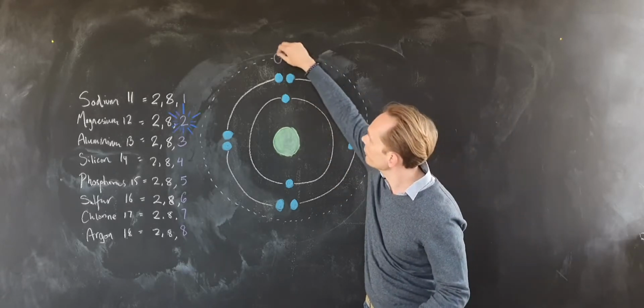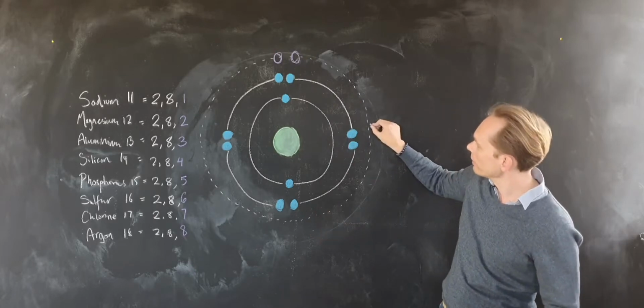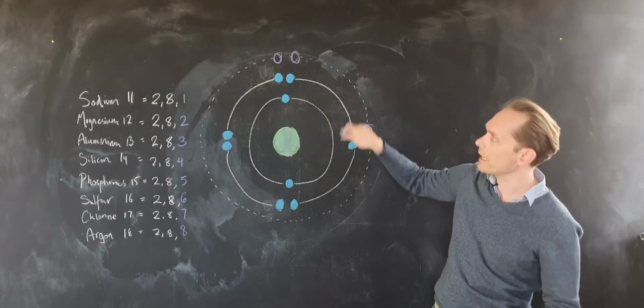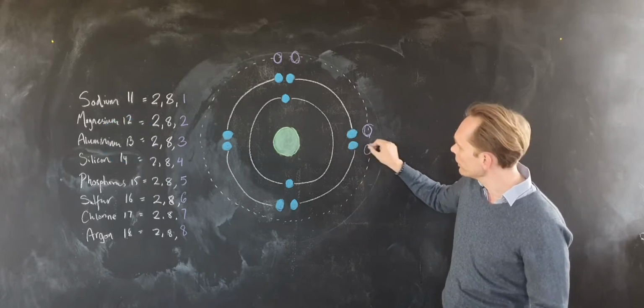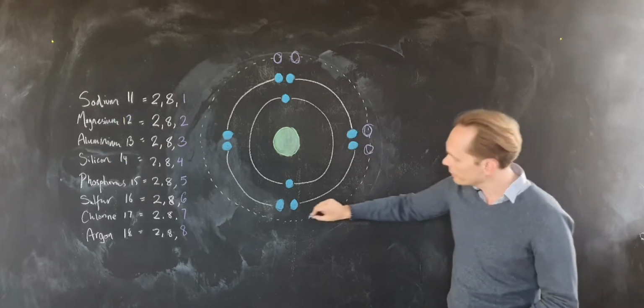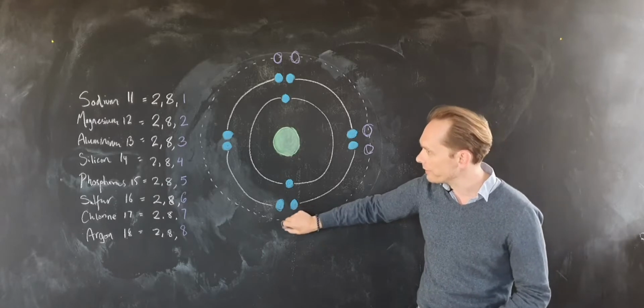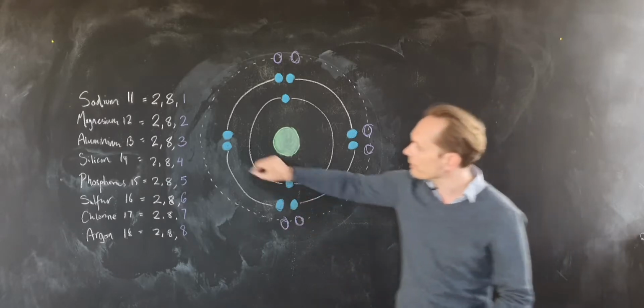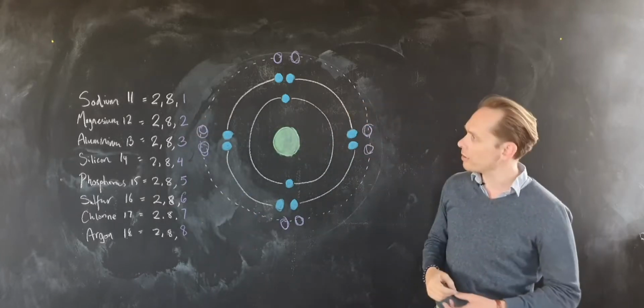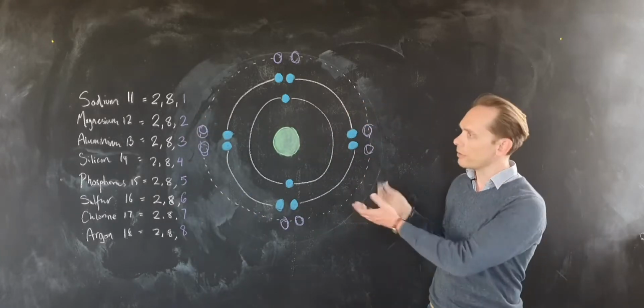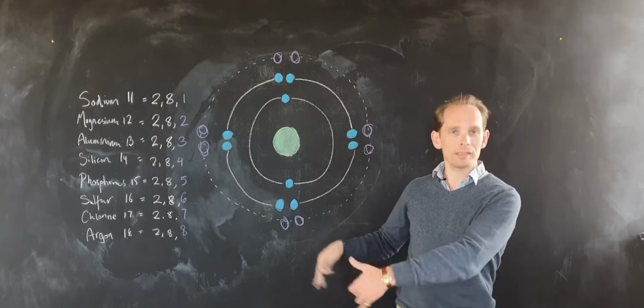Magnesium will need 2 electrons. Aluminium 3, that makes 2, 8, and 3 makes 13. And you see it always adds up to that number. 2, 8, 4 for silicon, 2, 8, 5 for phosphorus, 2, 8, 6 for sulfur, 2, 8, 7 for chlorine, and 2, 8, 8, that would be argon, that would be our whole outer shell filled up. And that's when you need to start the next period.